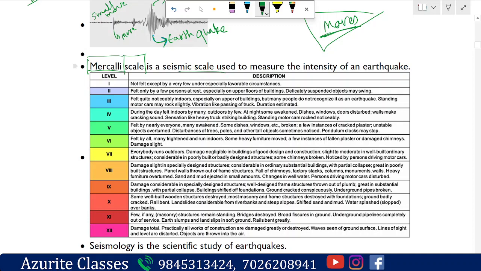It is a seismic scale to measure the intensity of the earthquake. Intensity means how much damage it has caused. So that is the Mercalli scale.